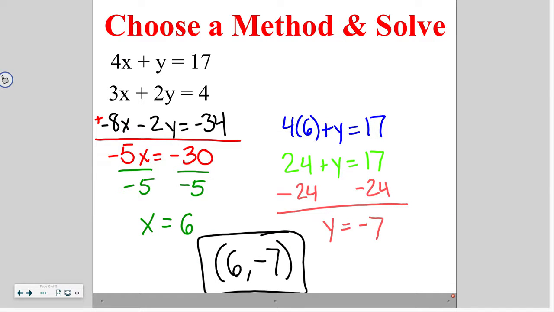In this case, I chose to use elimination with multiplication, multiplied that top equation by a negative 2, giving me negative 8x minus 2y is equal to negative 34. Solving, I get x is equal to 6, and plugging back in, I get y is equal to negative 7.